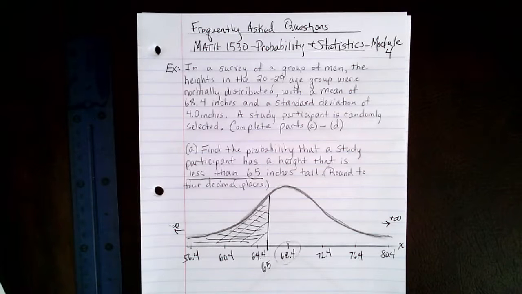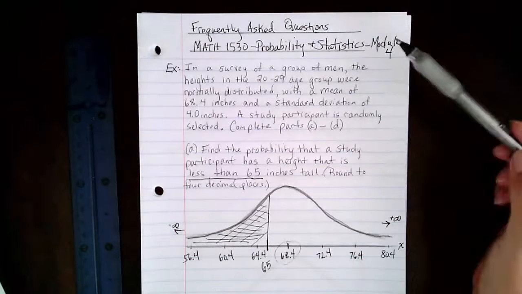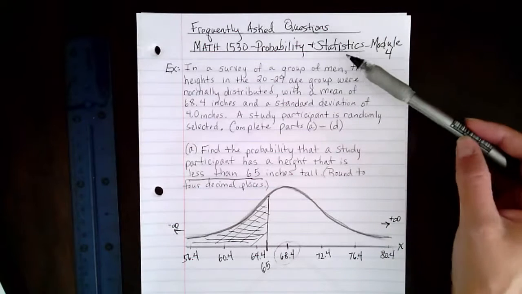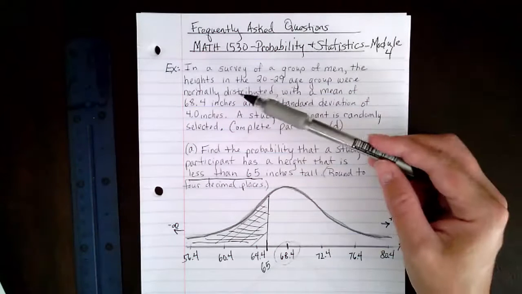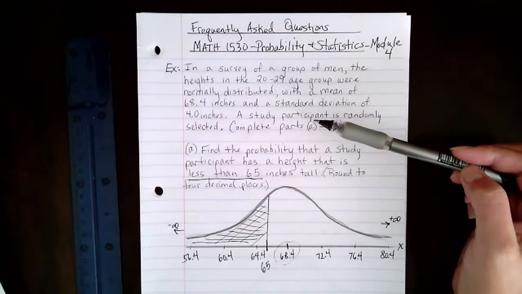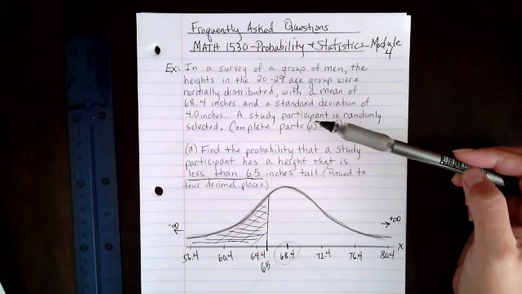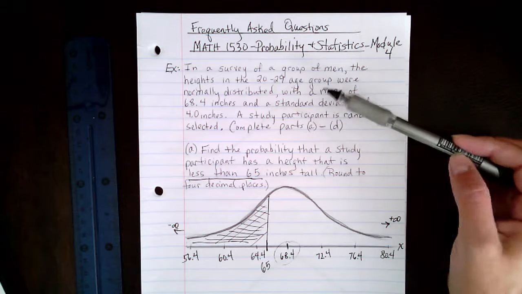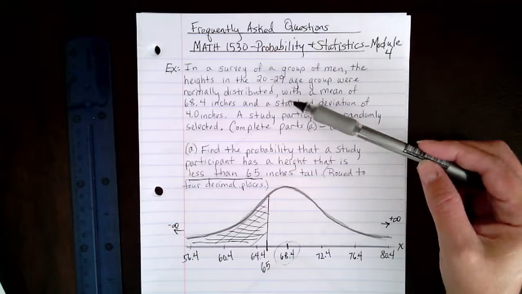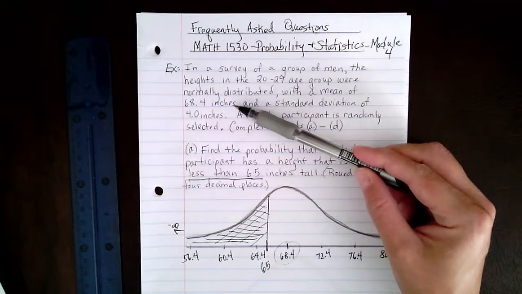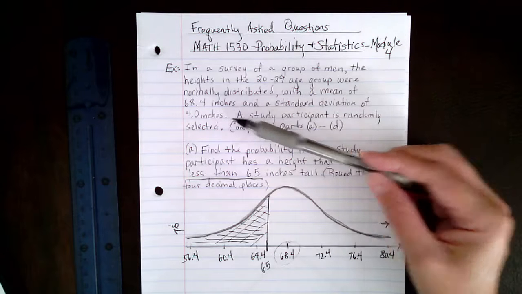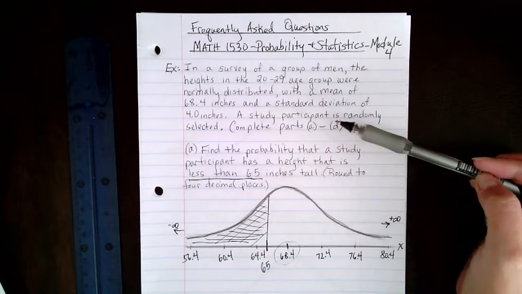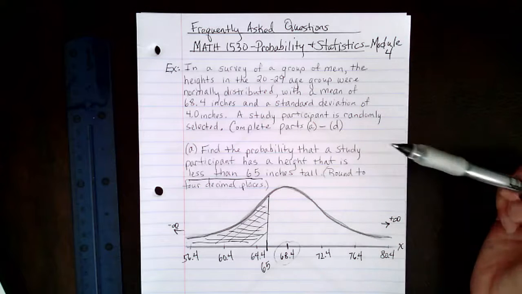This is a frequently asked question from Module 4 in Math 1530, Probability and Statistics. We're asked this question. In a survey of a group of men, the heights in the 20 to 29 age group were normally distributed with a mean of 68.4 inches and a standard deviation of 4 inches. A study participant is randomly selected.